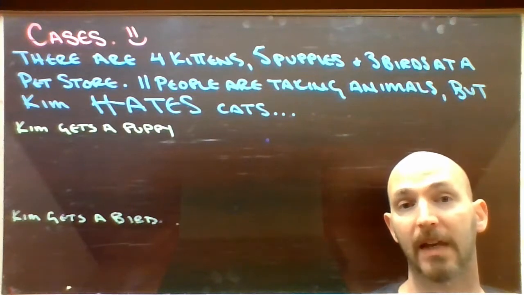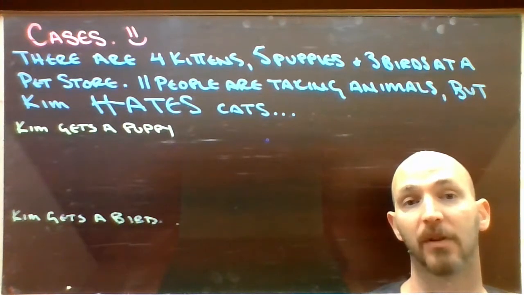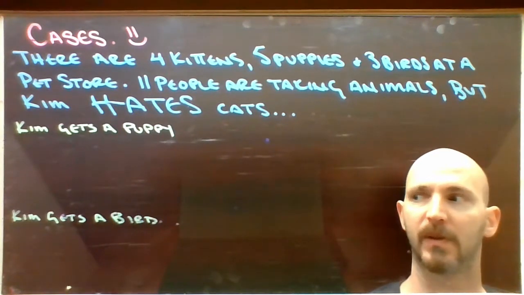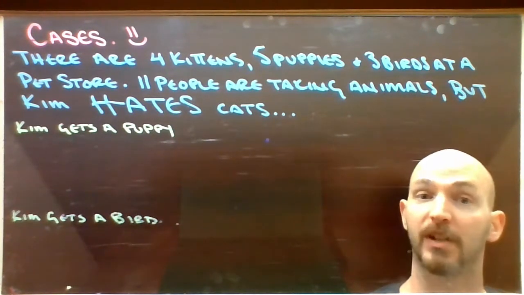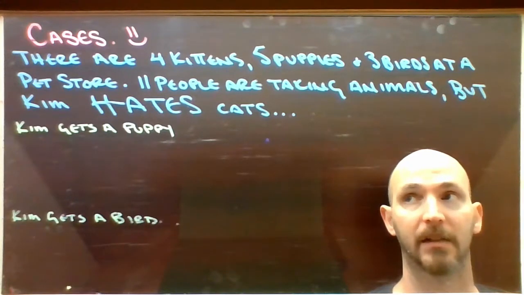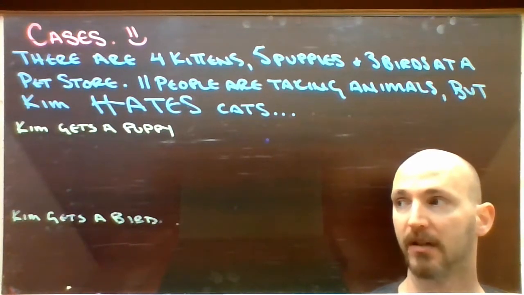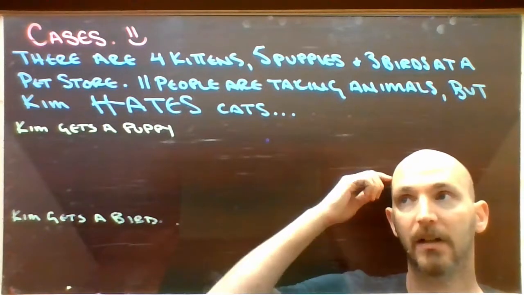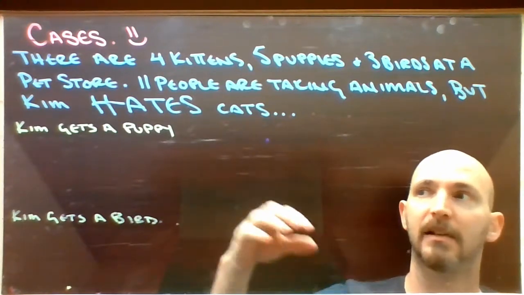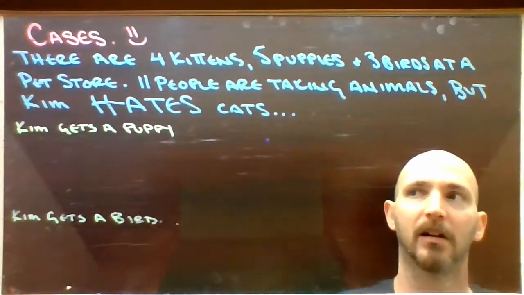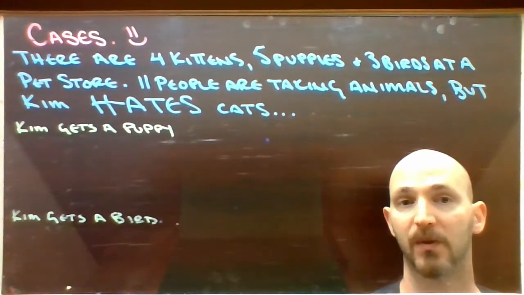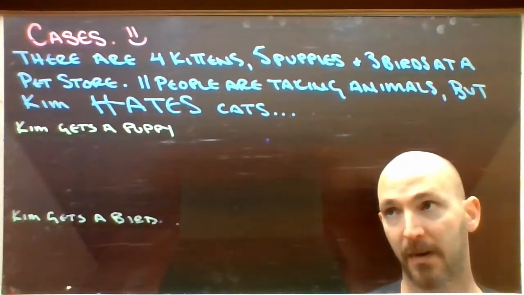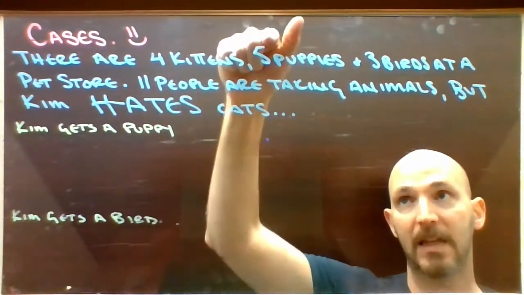So if you think that each animal is unique, and this is probably closer to the truth, that a black kitten, an orange kitten, a white kitten, and a tabby cat, you can tell them all apart. And so if I get the tabby cat, that's a different universe than if I get the orange one. So if that's the case, then I don't really care about which flavor of animals we get. Kim gets a puppy.